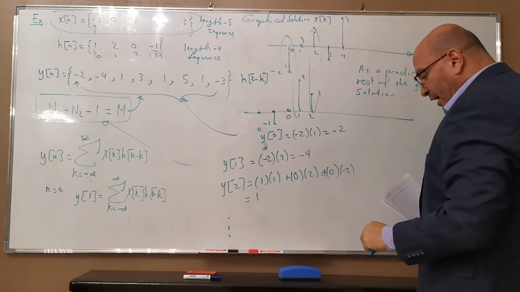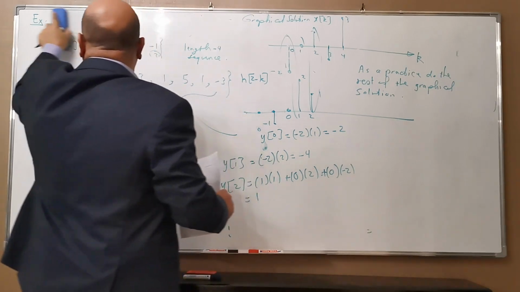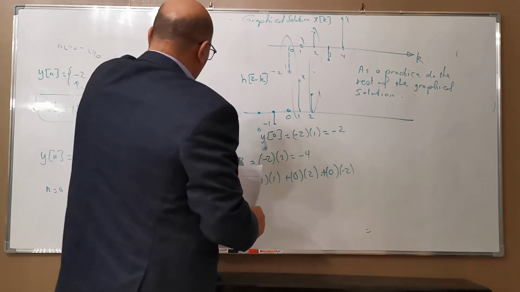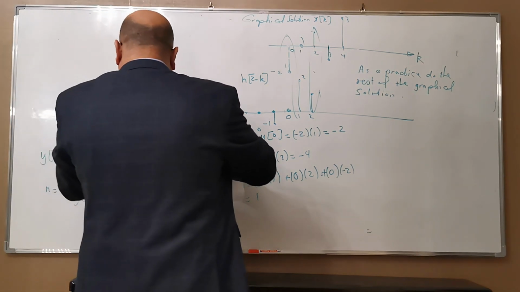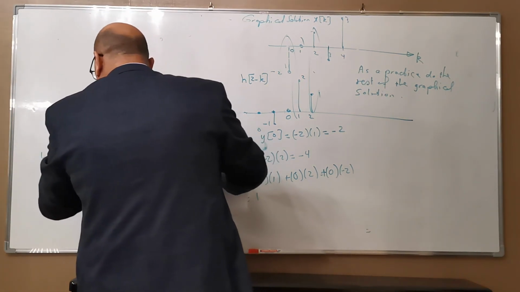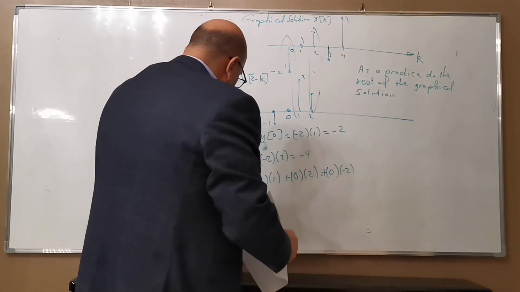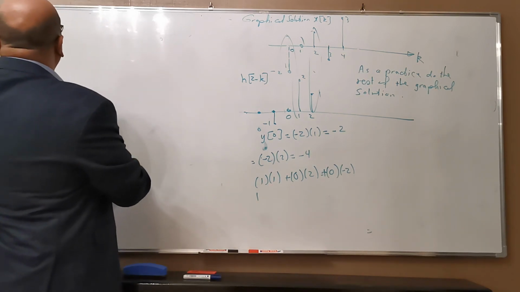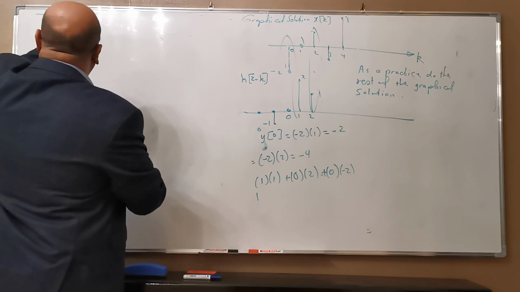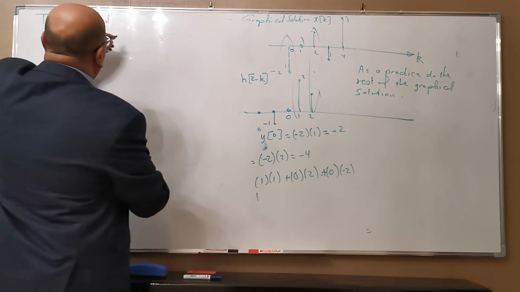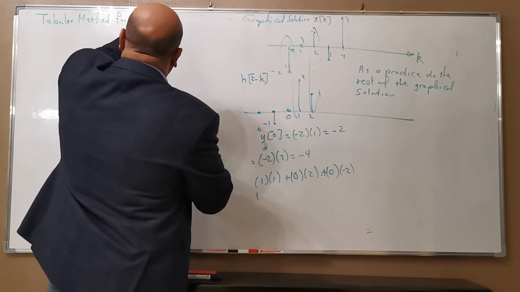Okay? As you can see, this is a tedious problem, tedious job. You know, it's really exhausting, lengthy, and it takes a while to do it. Let's do it in a different way. We will teach you how to do it in a very easy manner. We'll call something the tabular method for convolution sum.